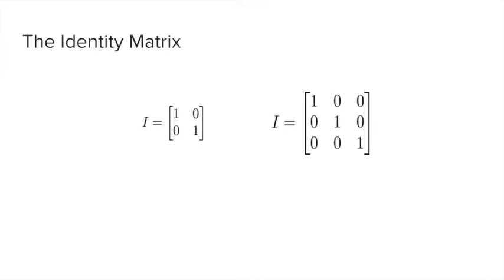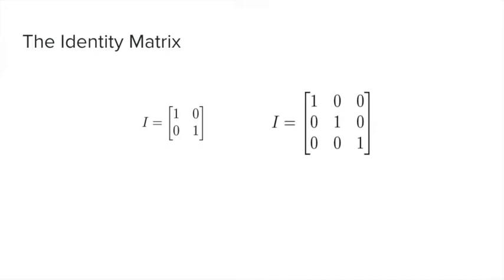So this first one on the left, the book refers to as I sub 2 because it's a 2 by 2 matrix. And the one on the right would be I sub 3 because it's a 3 by 3 matrix. And you could keep going with larger and larger matrices. The important thing about the identity matrix is that it is the multiplicative identity, meaning if you multiply any matrix by the identity matrix, the result is the same as the original matrix.